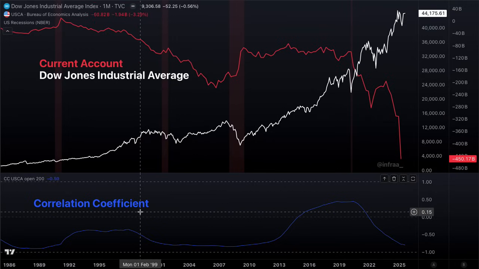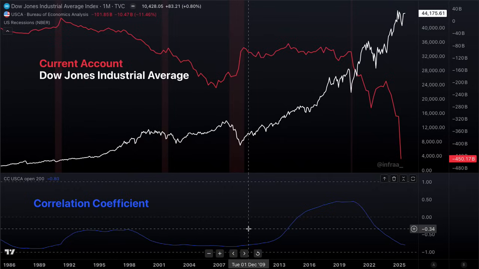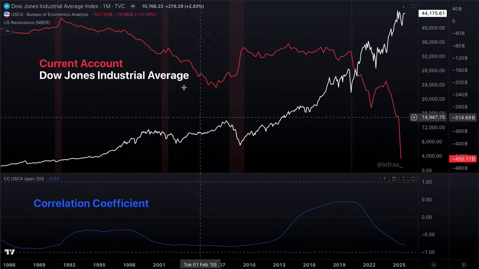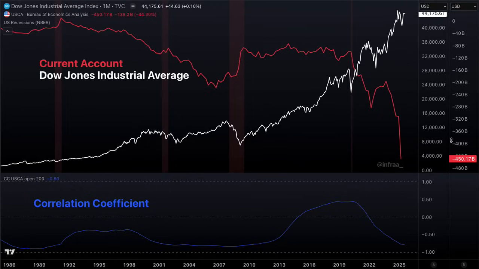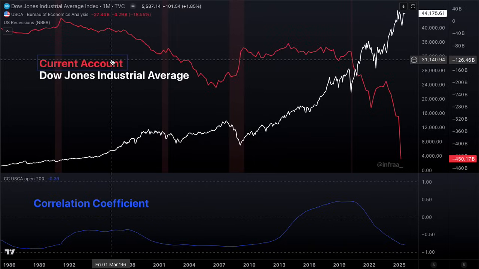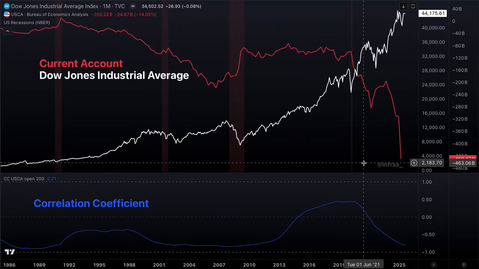Well, I ran a correlation coefficient down here. This shows mathematically how strong a correlation is. And because the current account is going down and the stock market is going up, because remember, the current account is the inversion of the capital and financial account. This is the trade deficit.